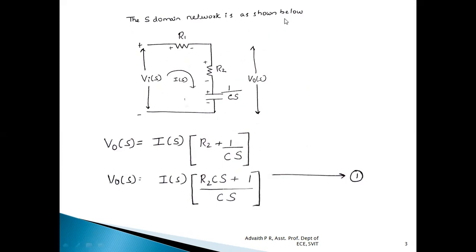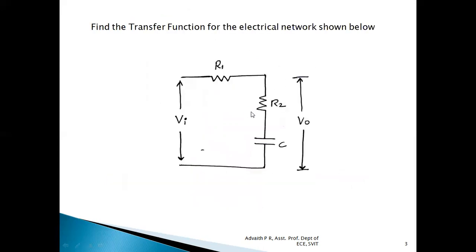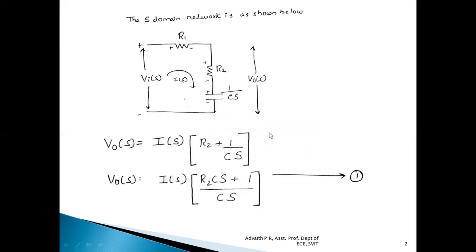The S domain network is as shown. Vi of S, V0 of S, R1 and R2, there will be no change in these elements. Whereas in place of the capacitor, we'll be writing 1 by CS in the Laplace domain.